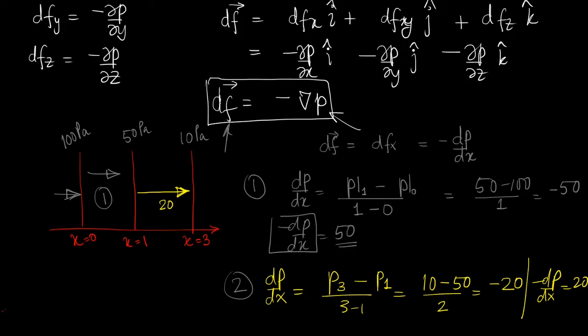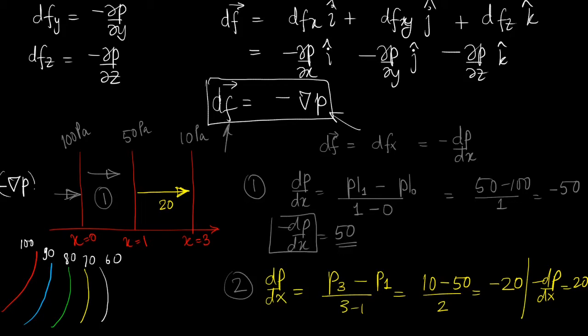So if we have contours of pressure like this, where this is 100, 90, 80, 70, 60. So this is like a typical isocontour map.